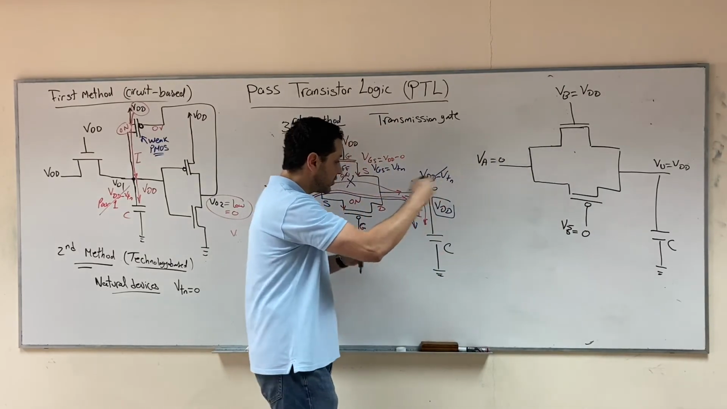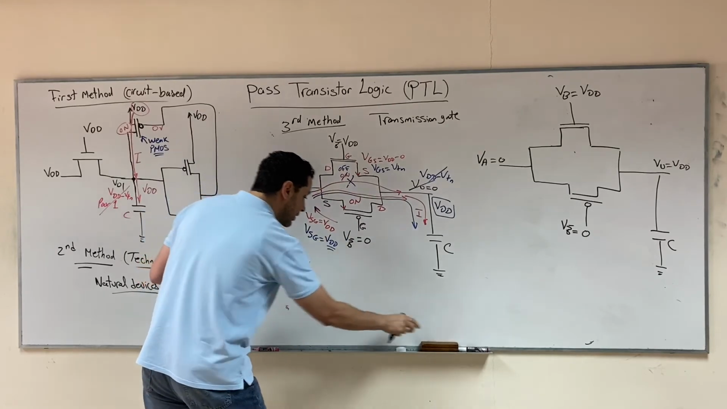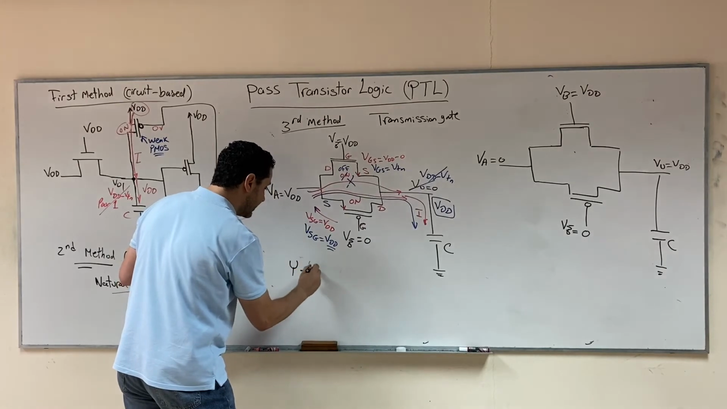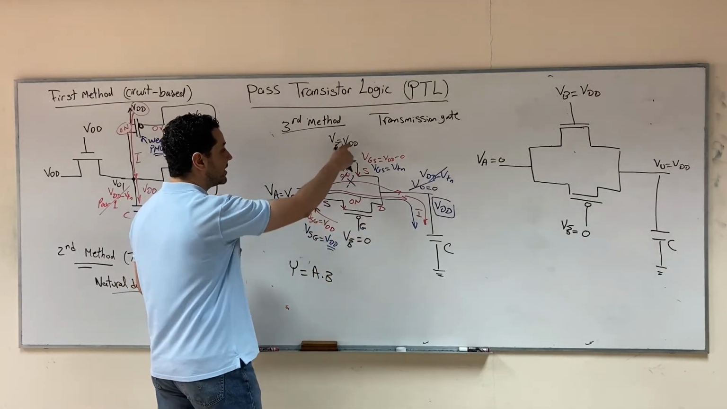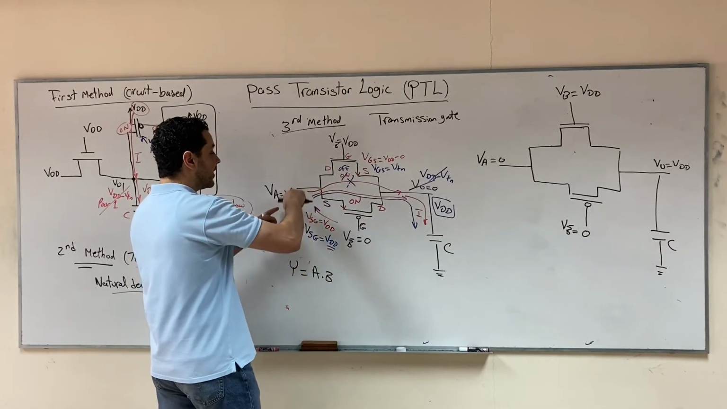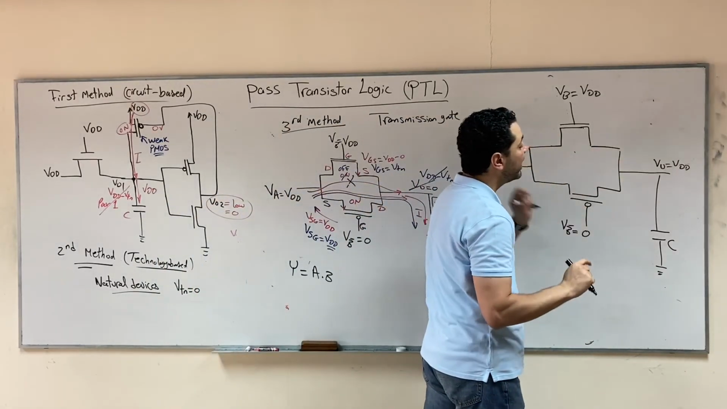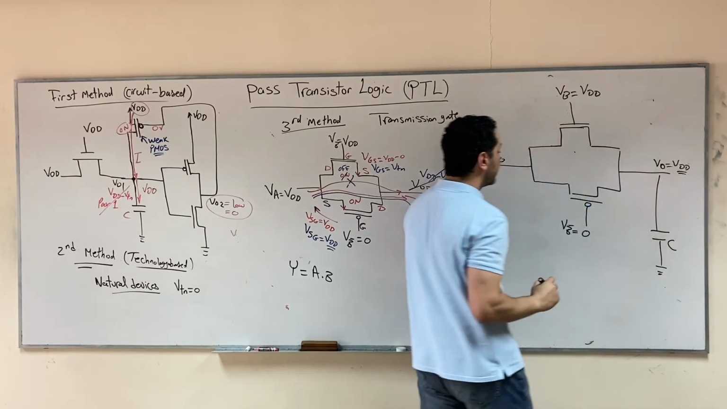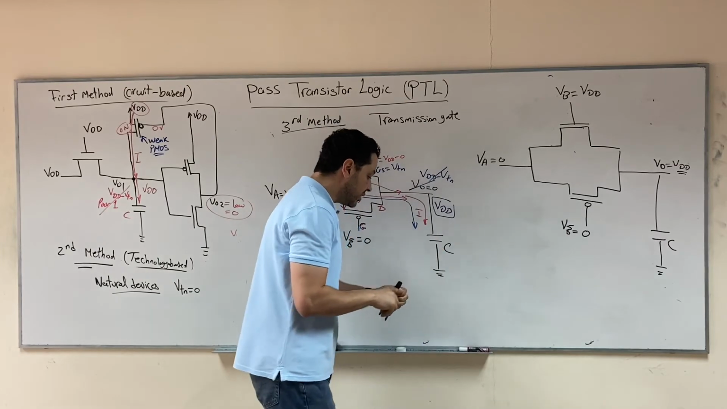Of course, in this case, the output is the AND between A and B, right? The output will be high if A is high and the switch is controlled by high, right? That's why if high and high, the output is supposed to be high. If low and high, the output is supposed to be low. But now let's say that the output at the beginning is high, and you are going to connect the input here to low. Now let's look at the terminals.